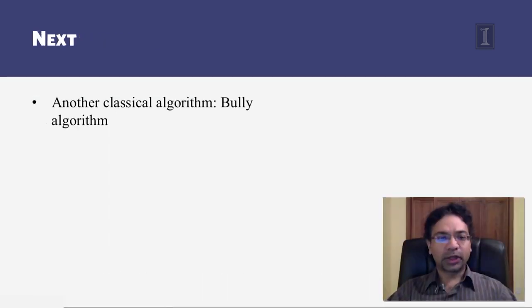So that concludes our discussion of election in Google Chubby and in ZooKeeper. Next, we'll discuss in the next lecture another classical algorithm called the bully algorithm.